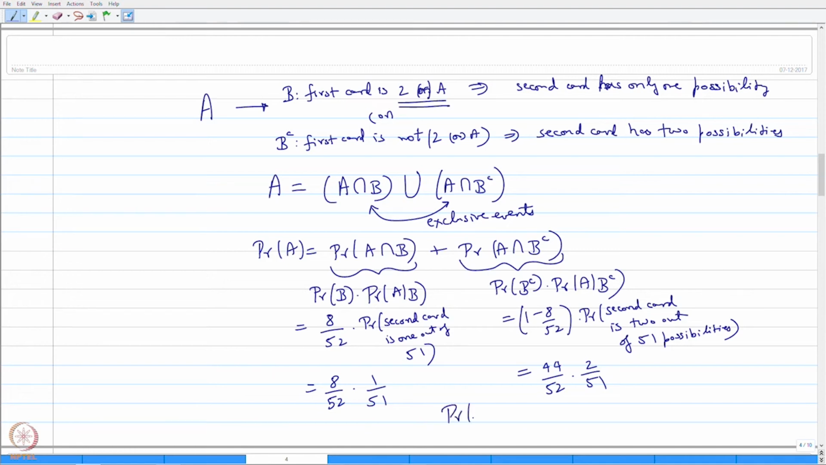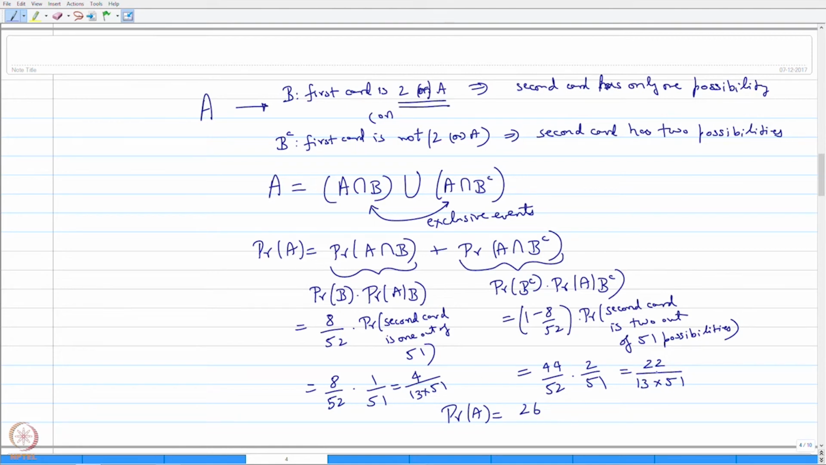Maybe I can write it down here. 8 by 52, if you want, you can simplify as 4 by 13. So, here also you will have 11 by 13, and 11 into 2 is 22, plus 4 is 26. Is that correct? I am just doing a quick calculation here. So, 4 by 13 into 51, this is 22 by 13 into 51.